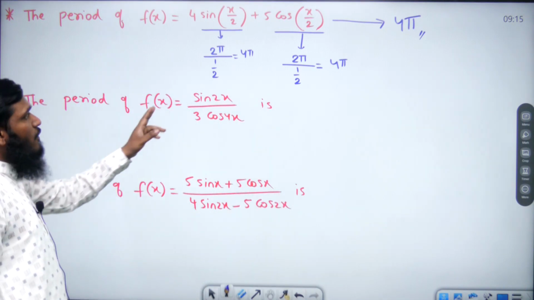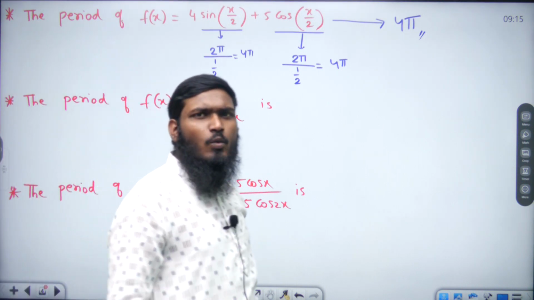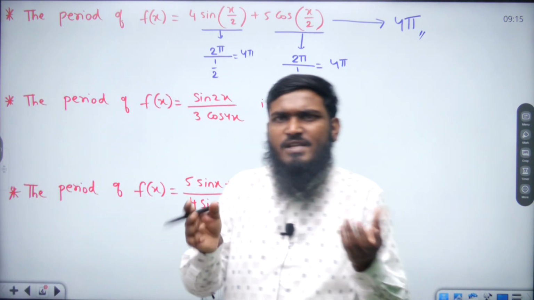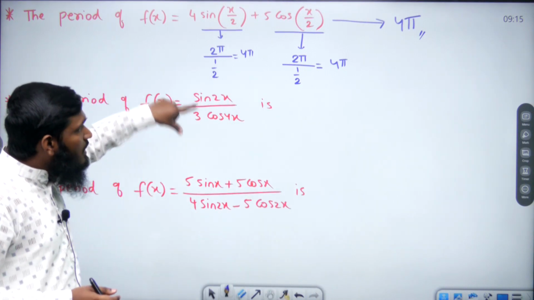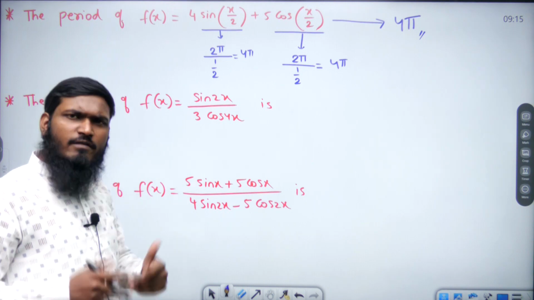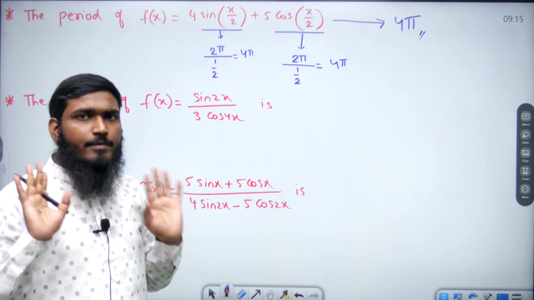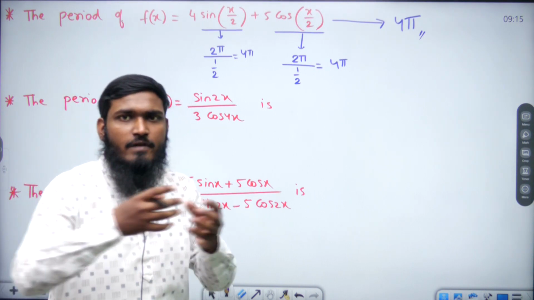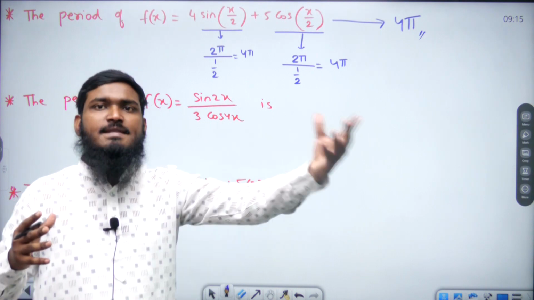The period of f of x is equal to sin 2x divided by 3 cos 4x. Till now, whenever we had functions in addition or subtraction, we could do that part. But if we have the functions in division also, then we have to follow the same concept over here. We only have to concentrate on the functions and take out the periods. If they are the same, that is the answer. If they are different, LCM and HCF.